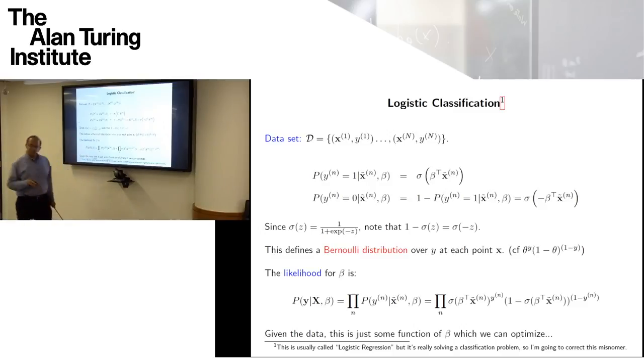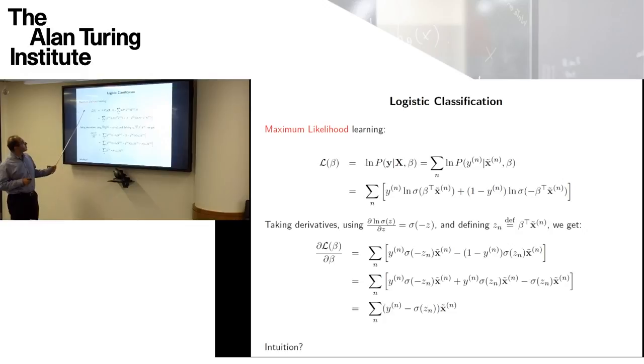And now, just like for linear regression, we can consider maximizing this as a function of beta. That's equivalent to maximizing the log likelihood, which is the log of the probability of all of the data, which is the sum over the data points of the log likelihood contribution from each data point. And so we have a sum over n of y log sigma plus 1 minus y log sigma of minus the argument. That's the same thing as here.